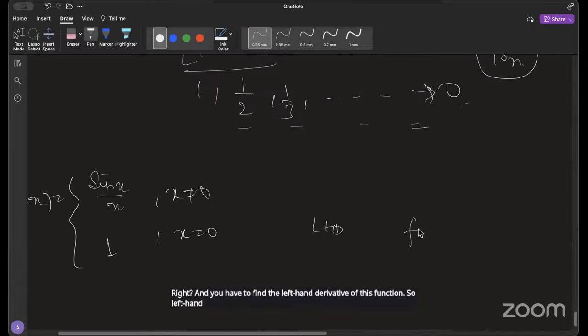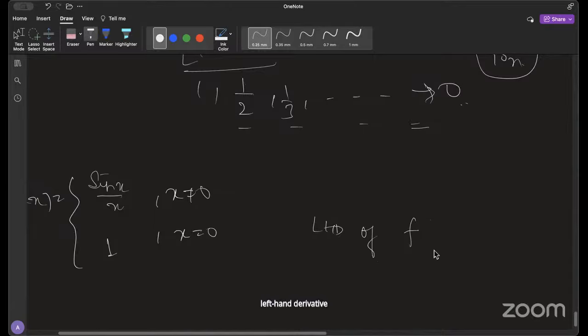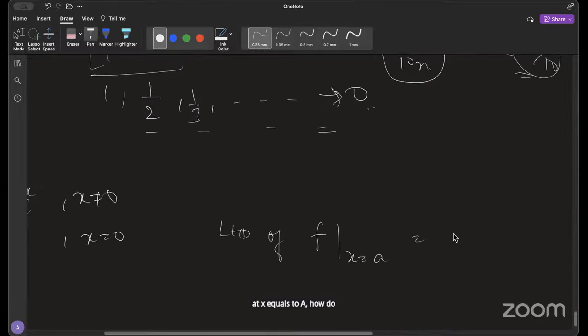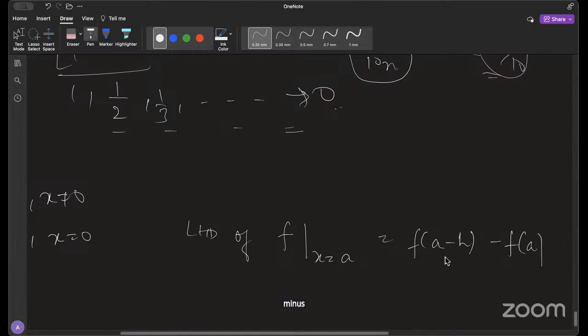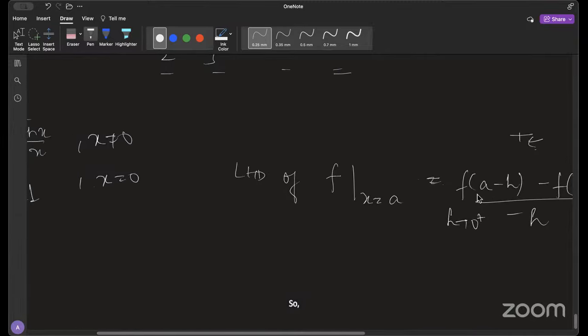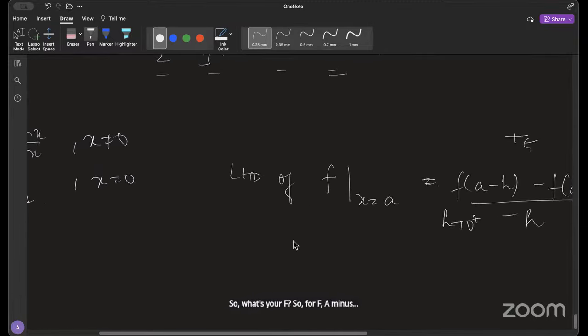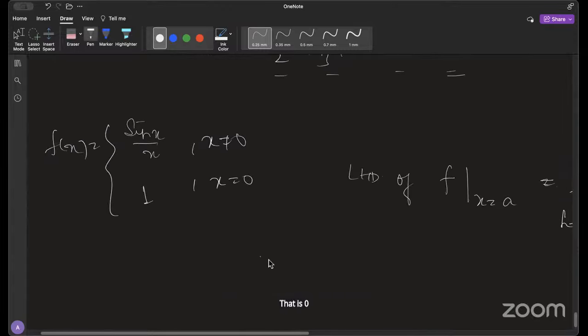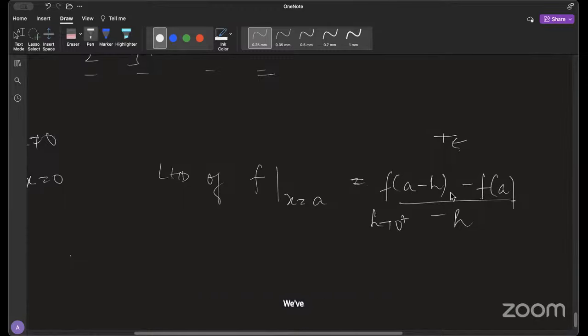So the left hand derivative's formula is: the left hand derivative of f at x equals a. How do you find it? It's f of a minus h minus f of a, divided by minus h, as h tends to 0 plus. 0 plus means approaches 0 from the positive side, right? Because it's a left-hand derivative, we've taken minus here. Minus and minus.